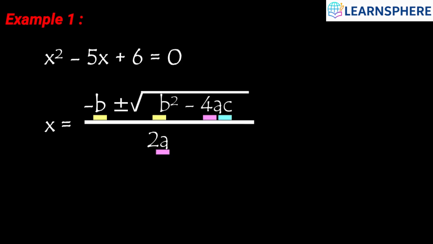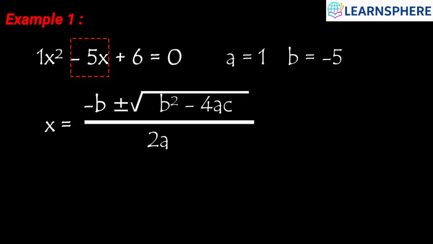The value of a is the coefficient of x squared, which is, for this example, 1. The value of b is the coefficient of x, which is negative 5. And the value of c is our constant, which is positive 6.